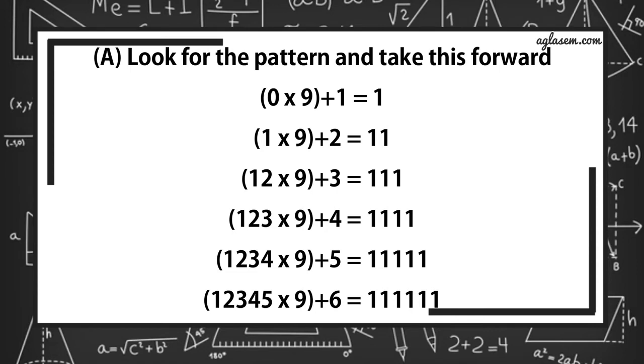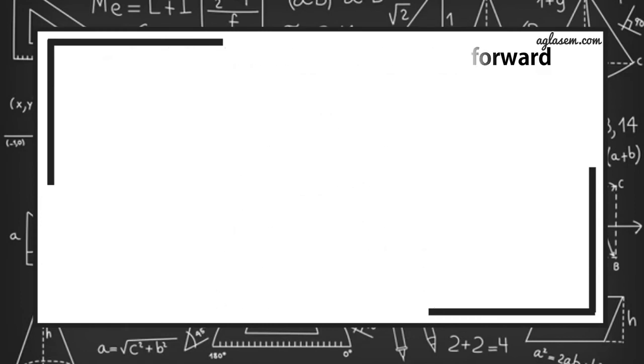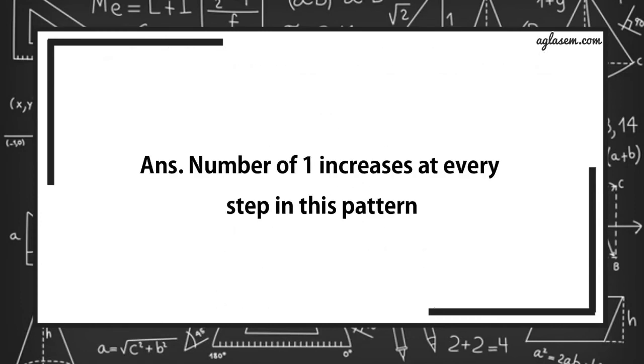1234 multiplied by 9 plus 5, that will give you 11,111. Further, 12345 multiplied by 9 plus 6, that will give you 111111. So the answer is, the number of 1s increases at every stage in this pattern.